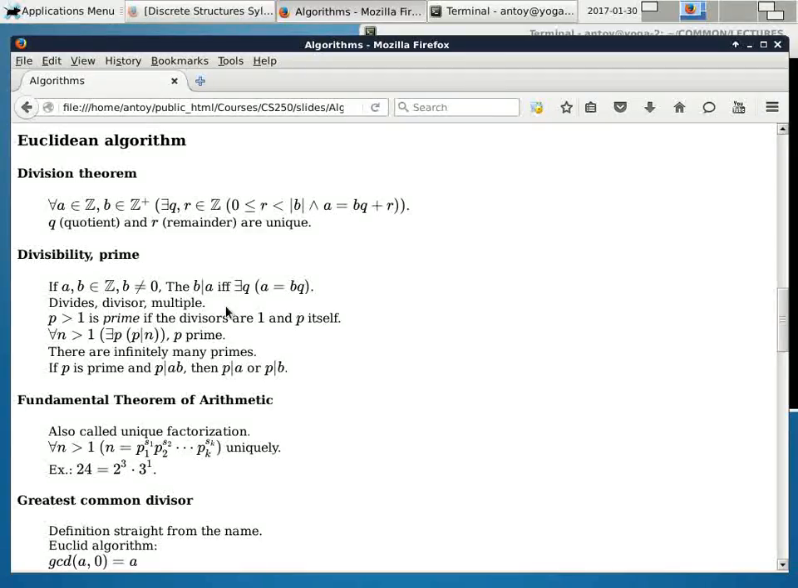So now that we know that concept, we can say when a number is prime. We say that P greater than 1 is prime if the divisors are 1 and P itself. If P is 1, the divisors of P are still 1 and P itself, right? However, we decided that we don't call it prime.